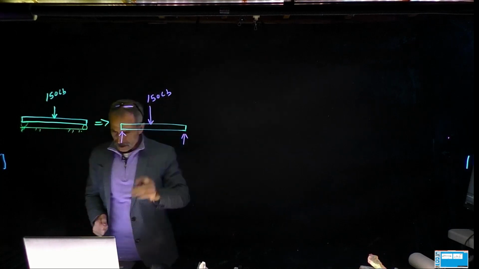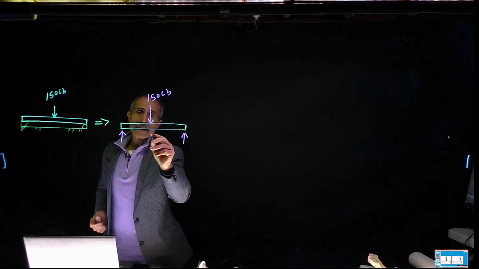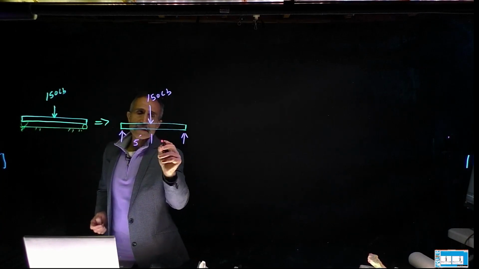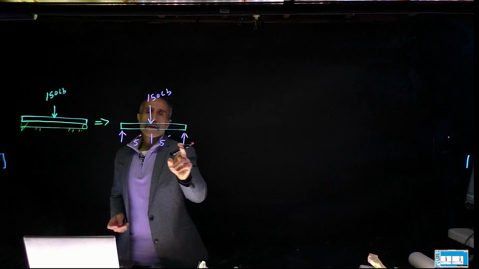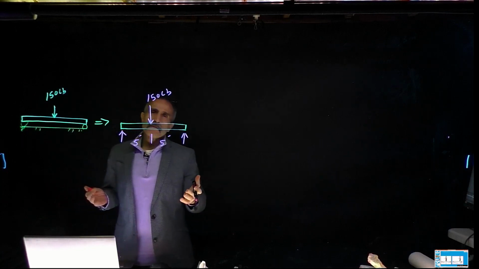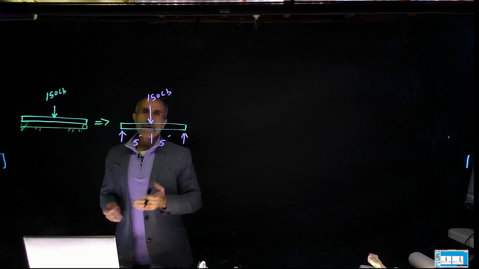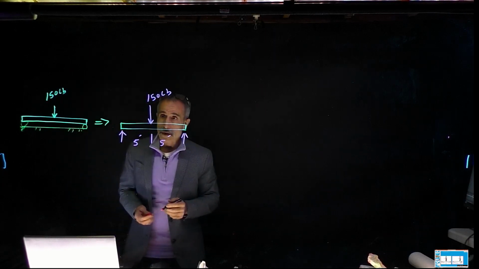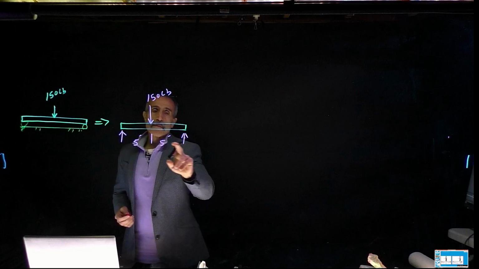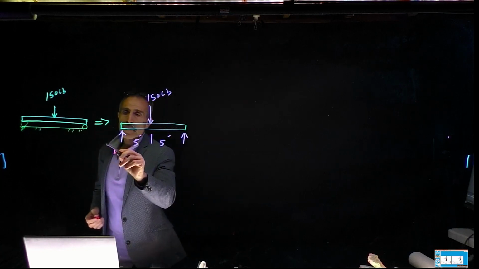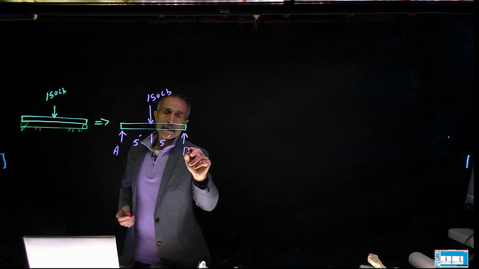And this distance was given to us right here. That's a 5 feet distance here. And we'll know what the reaction is. You know it's in the center, so 75 pounds is going to go each way. But how do you find 75 pounds? So I'm going to take a moment about, let's call this point A, and we're going to call this point B.